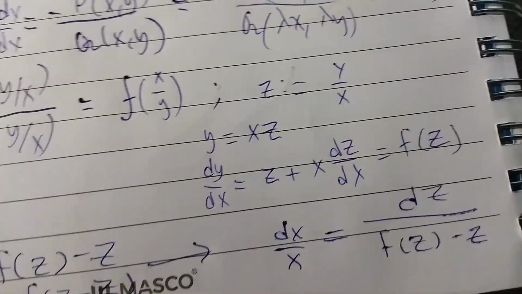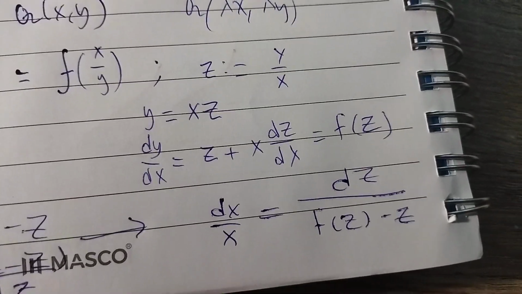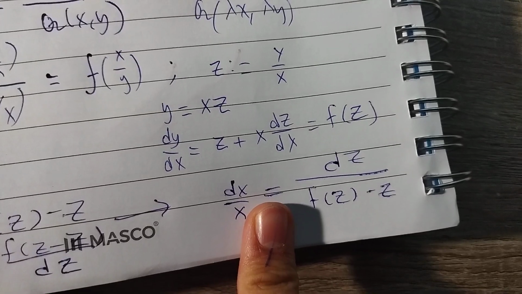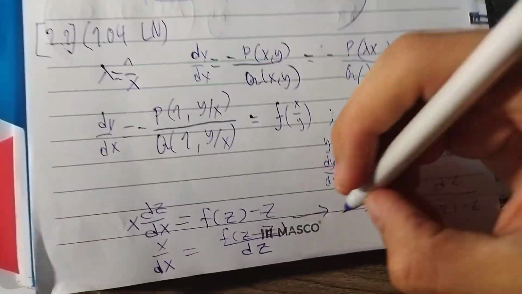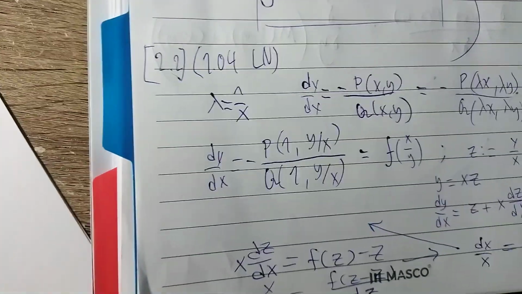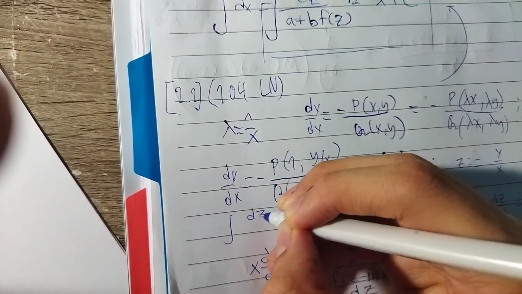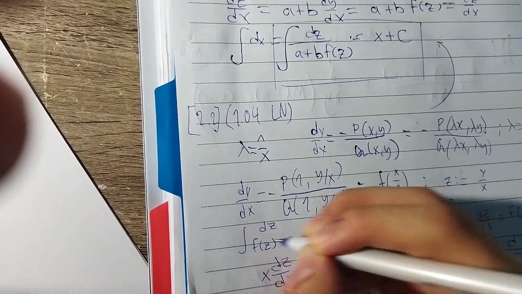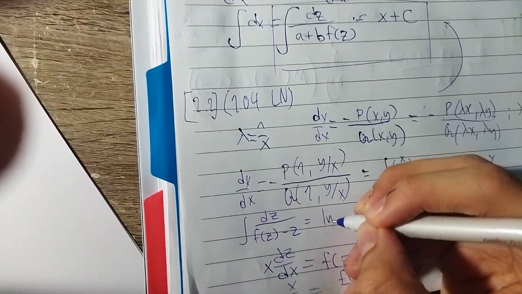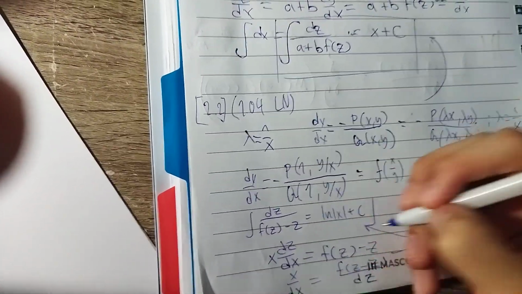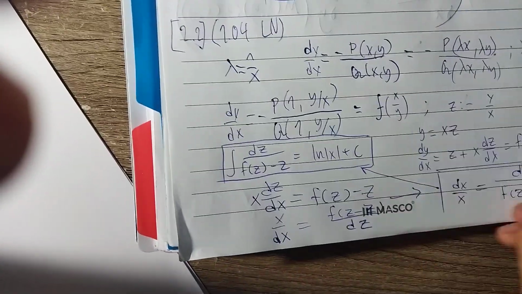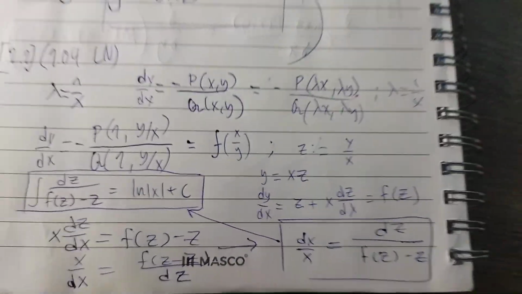And this is the equation that we're going to use, and we can integrate this, which gets us the result that the integral of dz over f of z minus z is equal to ln x plus c. So we have this equation. Okay, that's it.